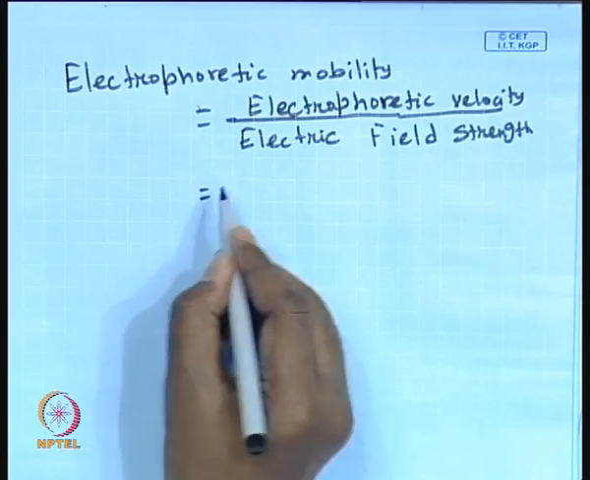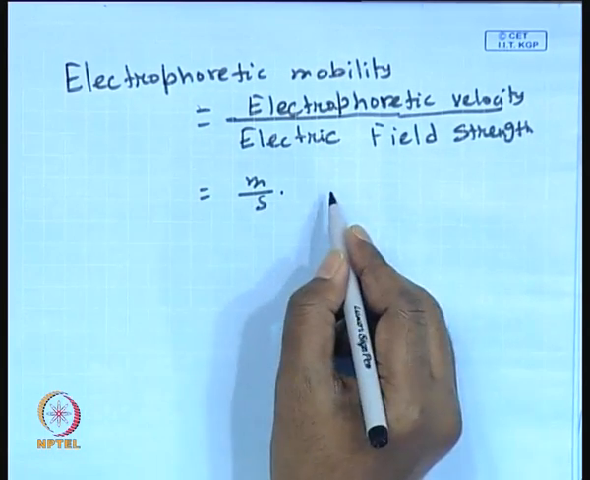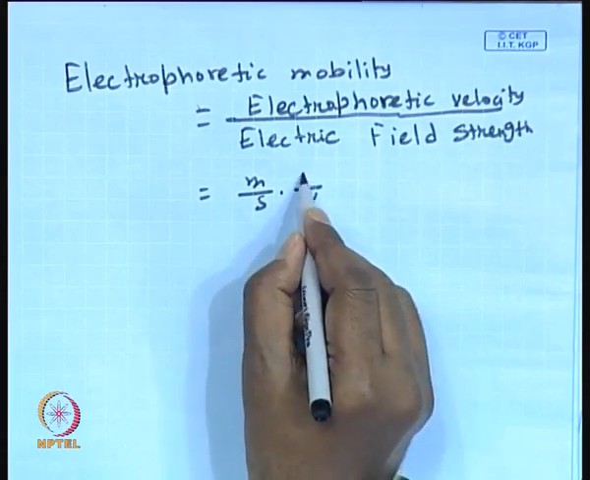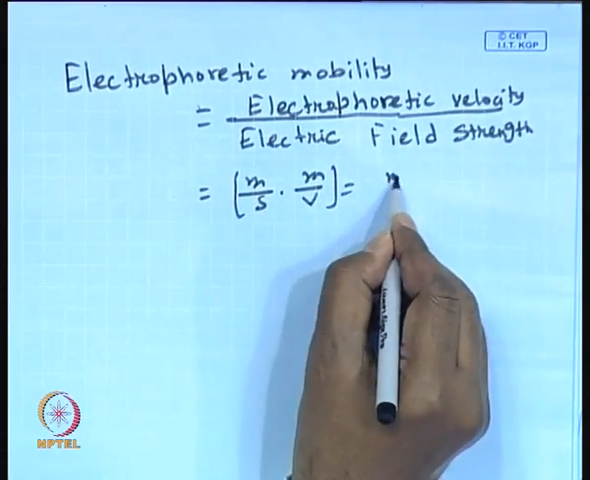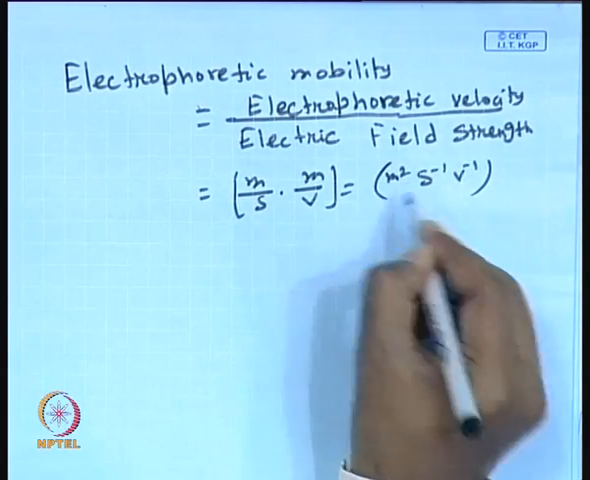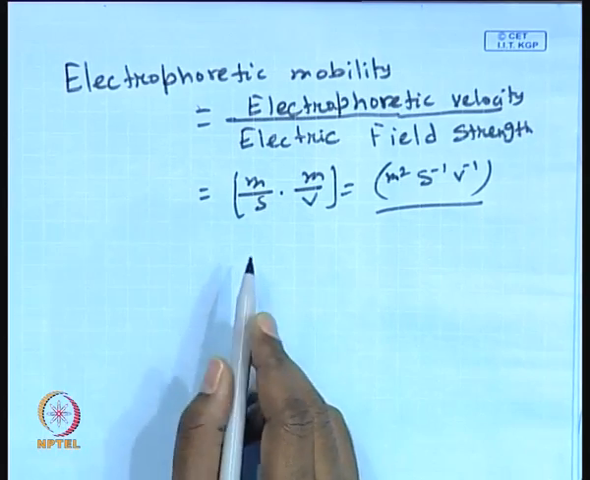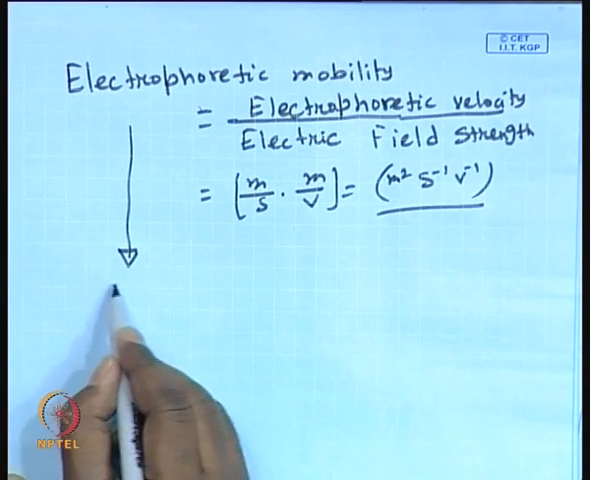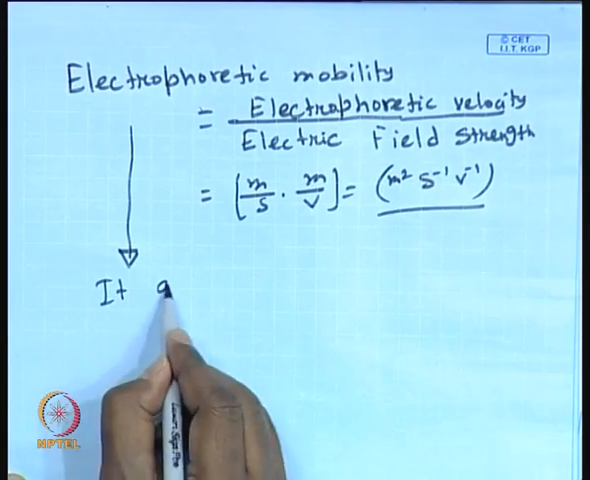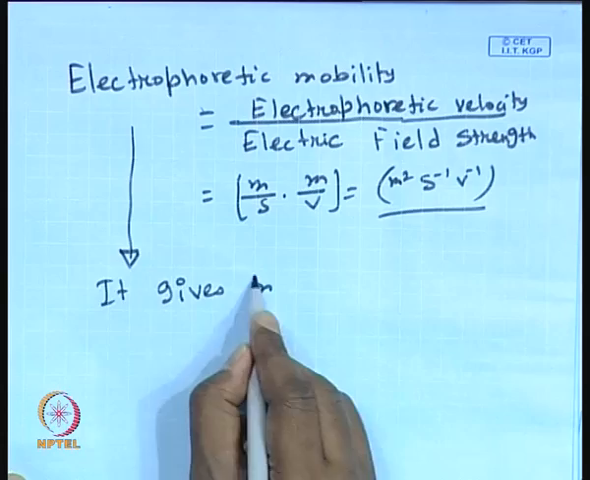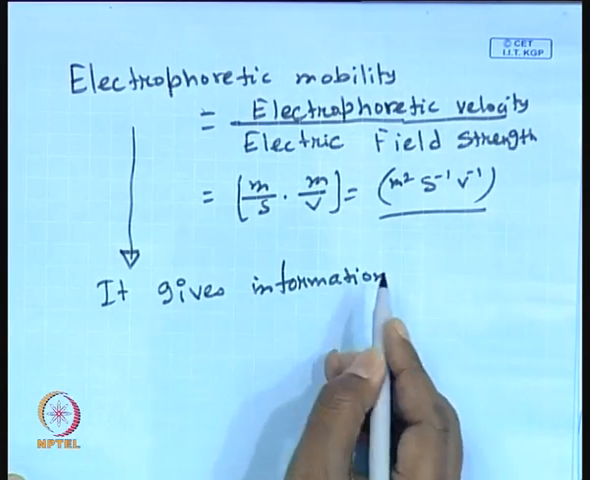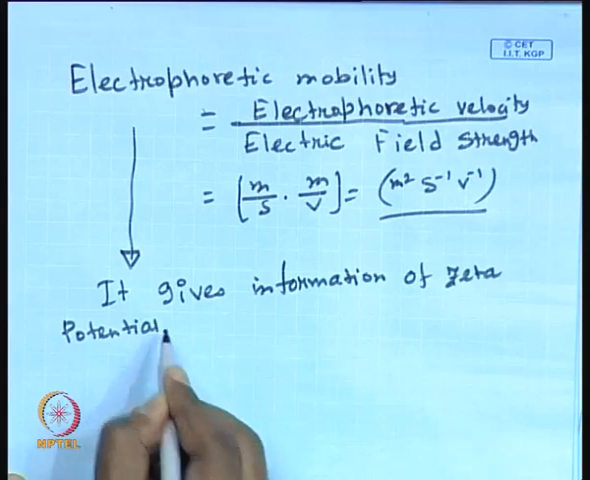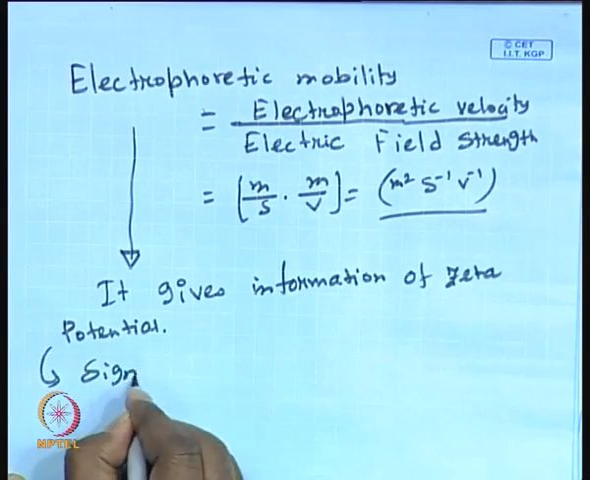So, what is the unit of velocity? It is meter per second, and electric field strength has a unit of volt per meter. So, it will have a unit of meter square second inverse volt inverse. Okay. So, that is the unit of electrophoretic mobility. If you can measure the electrophoretic mobility, that gives a clear cut idea about the zeta potential. So, it gives information on zeta potential.